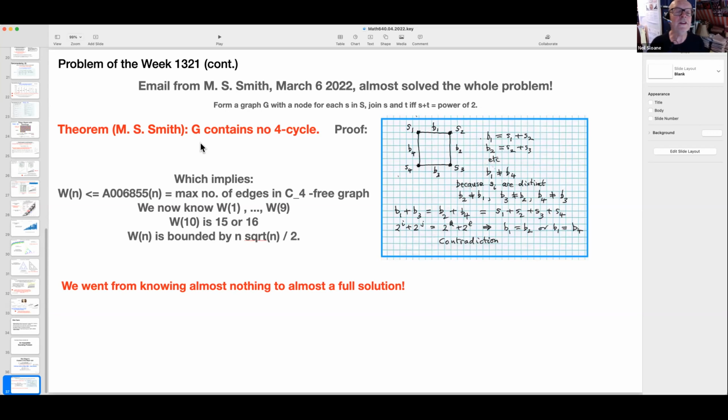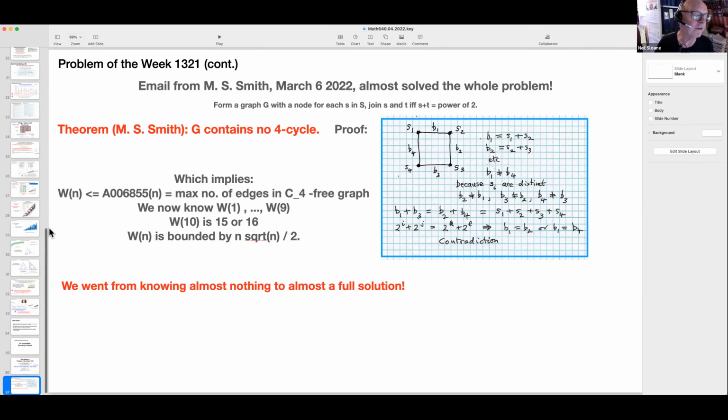So with this one theorem, one bit of thinking rather than computing, I always fall into this trap myself. You start off by collecting data, but it really does help after a while to come up with a theorem. This took us from knowing almost nothing to almost a full solution.